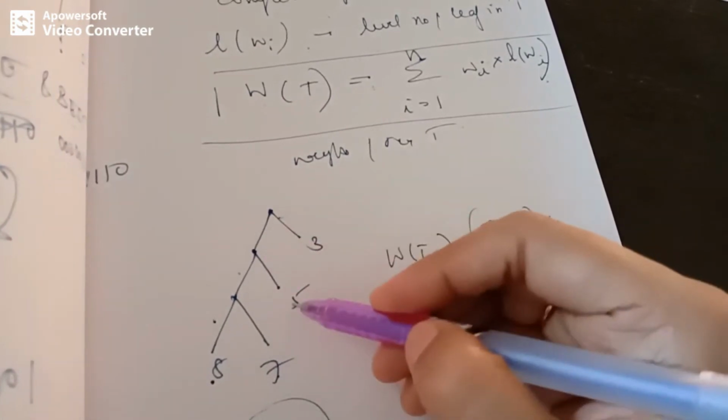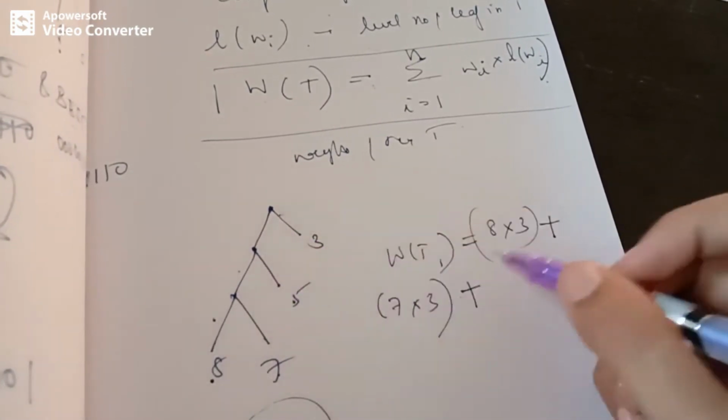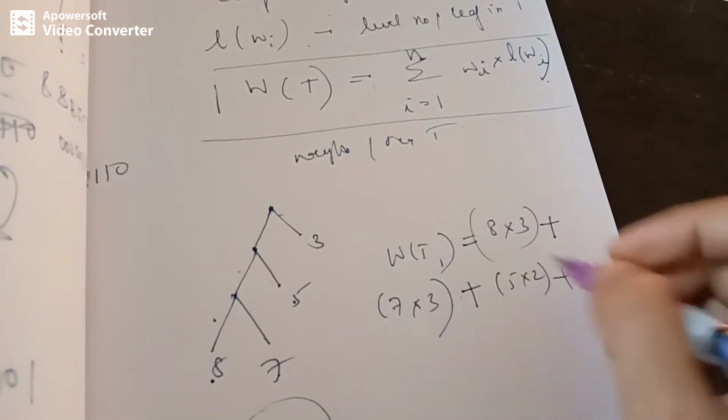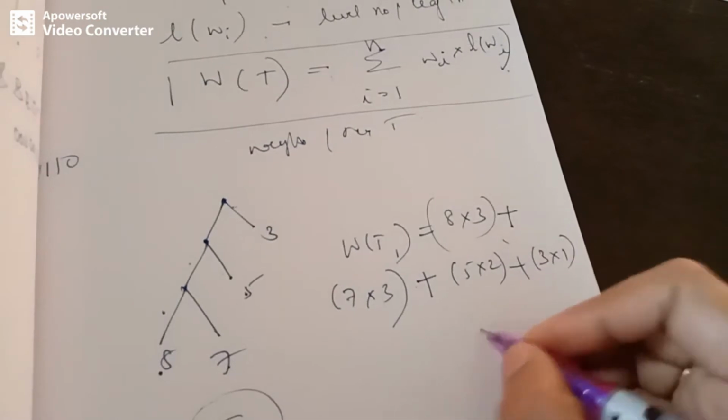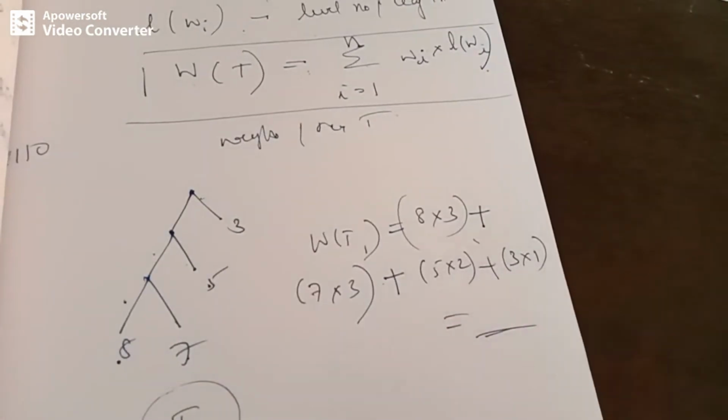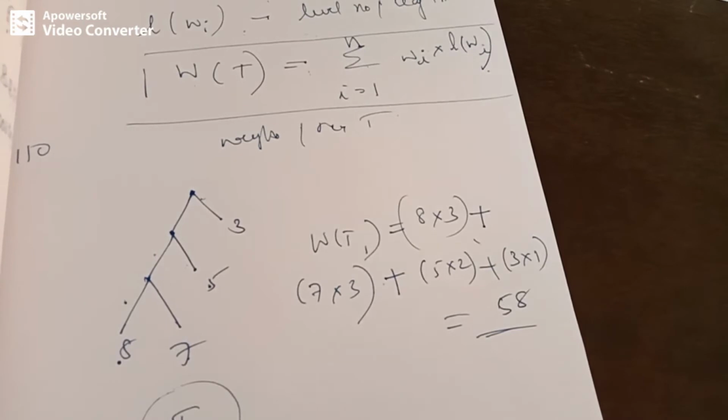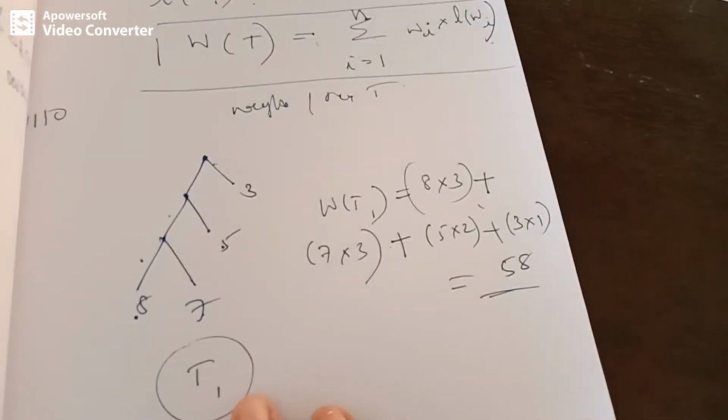Plus, what about 5? Its level number is 2. So 5 into 2 plus this level number is just 1, 3 into 1. So calculate this and this will be the weight of tree T1. So we will be getting the answer as 58. So 58 is the weight of tree T1.